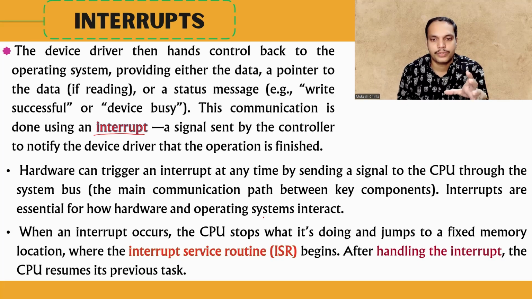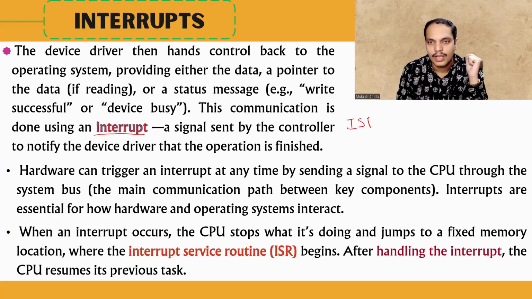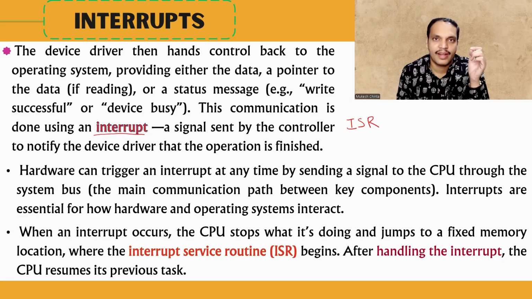The CPU stops what it is doing and jumps to a fixed memory location where something called the interrupt service routine begins. So, the interrupt service routine, ISR, actually plays a very crucial role. This ISR is just a piece of code that runs automatically when an interrupt or a signal is received from hardware or software. It literally tells the operating system how to respond to the specific interrupt.